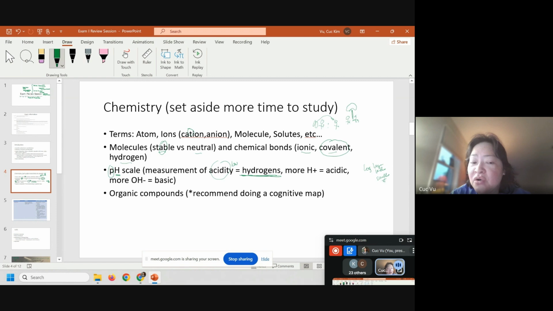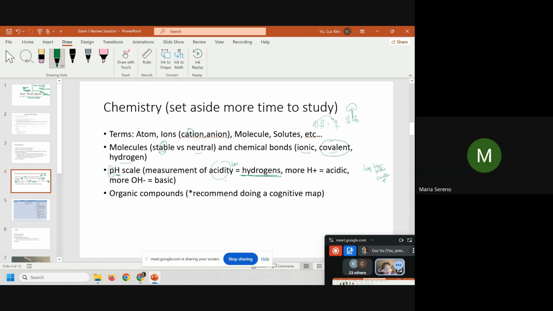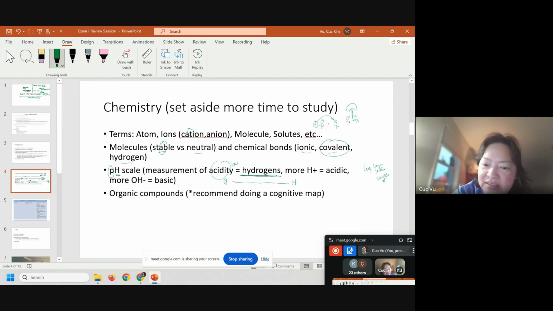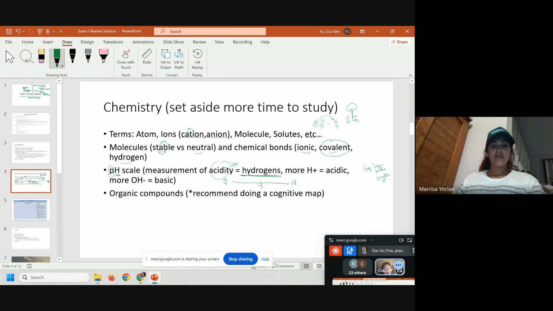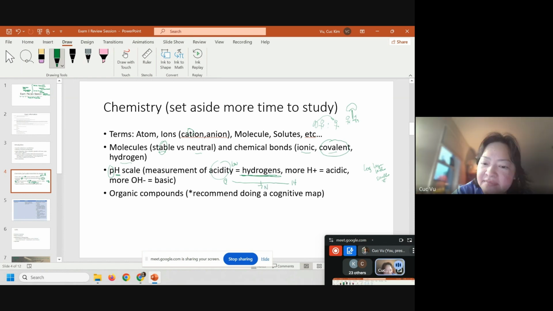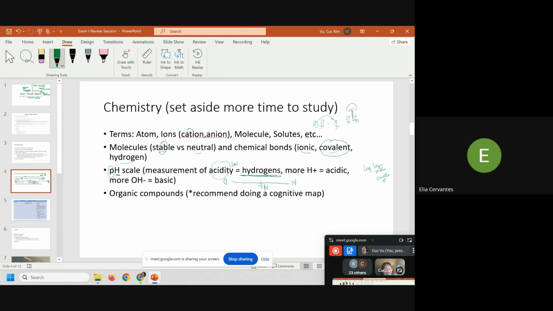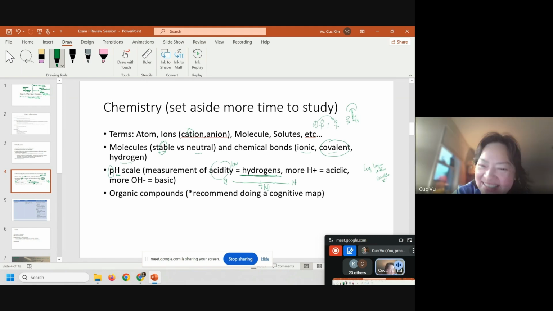So what's the pH scale range again? What's the lowest and what's the highest? 0 to 14. With 7 being the middle. But what's the middle? Neutral. Yes, the 7 being neutral.